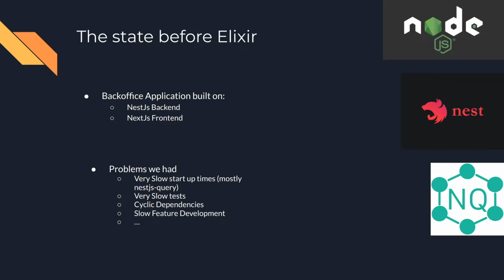And then sometimes when you were developing in Nest.js, you had these problems with cyclic dependencies. I don't know if you know Nest.js. It's similar to Spring, with all the dependency injection and everything in Java. And I'm not the biggest fan of those kinds of frameworks, but to each their own, I guess. All of those problems led to really slow feature development. So we knew we wanted to change something, but we weren't sure what to do yet.